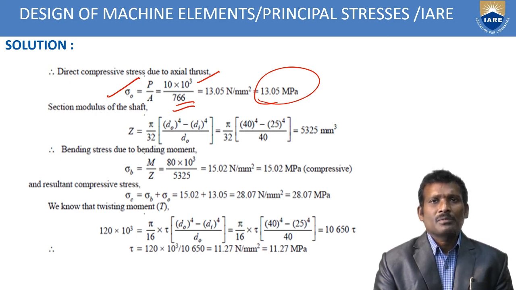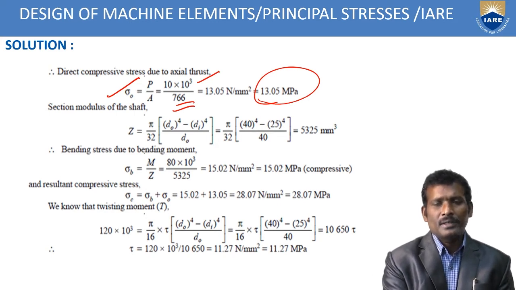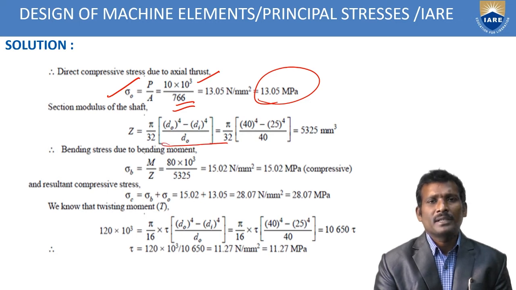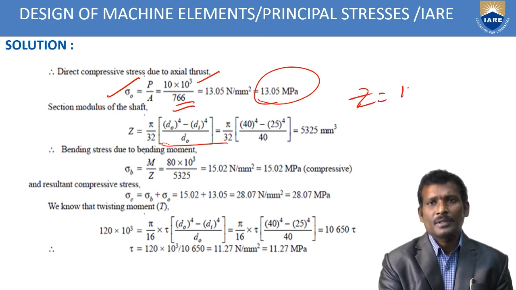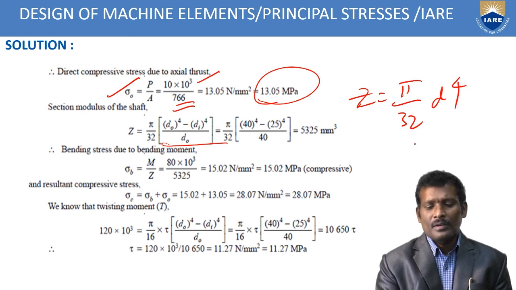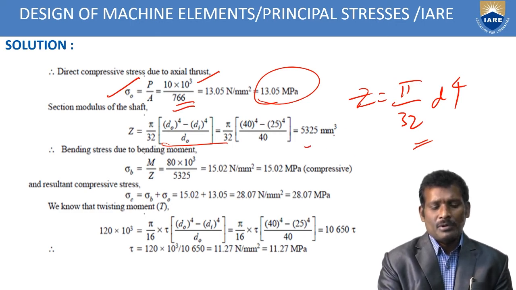And find out the section modulus of the shaft. Z is equal to π/32 times (d₀⁴ minus dᵢ⁴) upon d₀. So this is for a hollow shaft. In the case of a solid shaft, Z is equal to π/32 d⁴. But the given shaft is a hollow shaft, that's why we have to use the outer diameter and inner diameter. So calculate the section modulus.